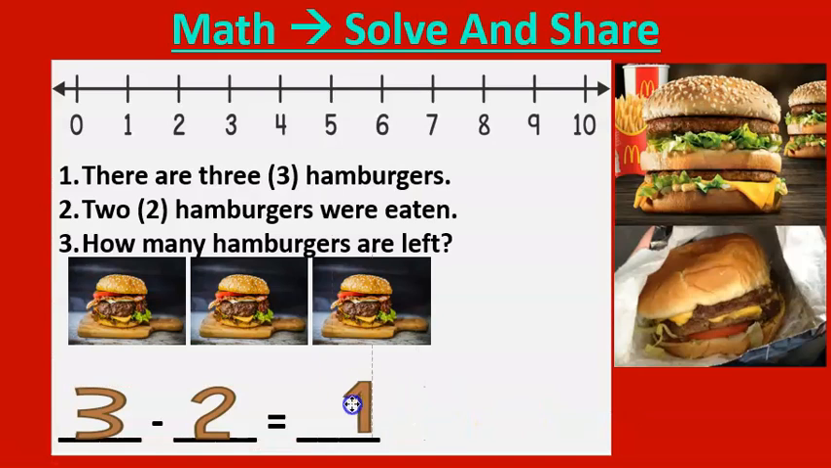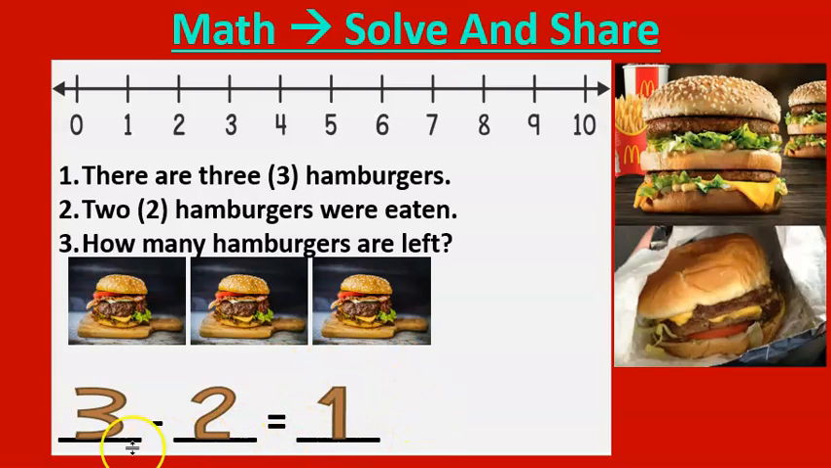Good job. So let's bring in 1. Let's insert 1 into our answer. So here we go. We have our subtraction equation completed. 3 minus 2 equals 1. So 1 hamburger is left now.